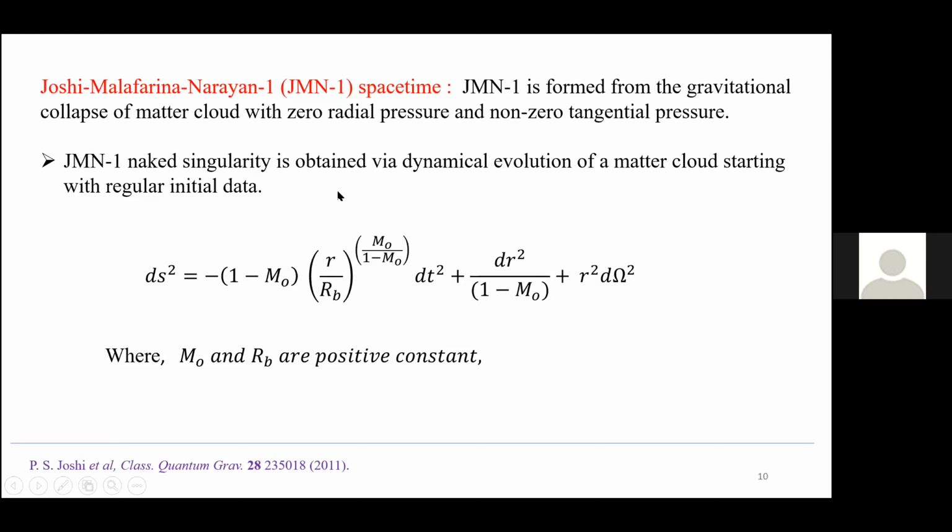The space-time geometry of the Joshi-Malafarina-Narayan naked singularity is described by this equation, and it is a spherically symmetric and static space-time, where m naught and rb are positive constants, and in the physical sense rb is the radius of the distributed matter halo.